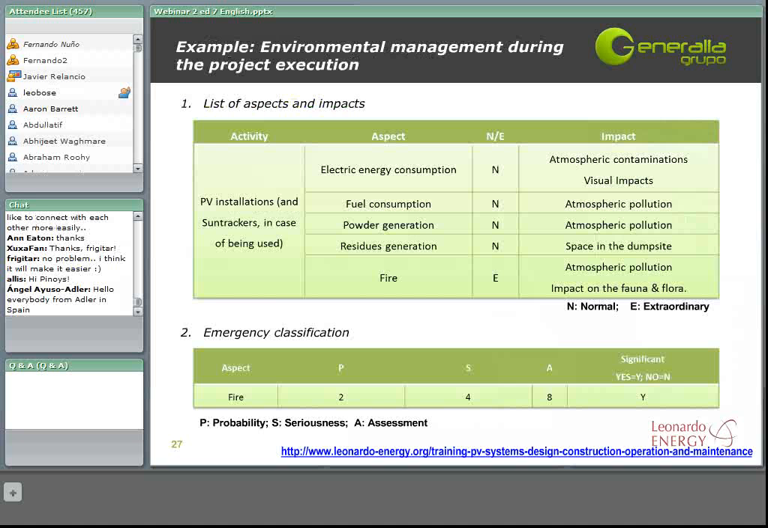This kind of incident might be extraordinary, whereas electric energy consumption or fuel consumption may be normal incidents that happen in our solar plant. For each of these aspects, we should design an emergency classification in order to classify them and to consider how these aspects influence the environment. For example, here you can find the analysis of the fire aspect. We have to consider the probability and the seriousness, and using these ratios we will know the assessment. Normally, this assessment is calculated by multiplying the probability by the seriousness of a concrete aspect.